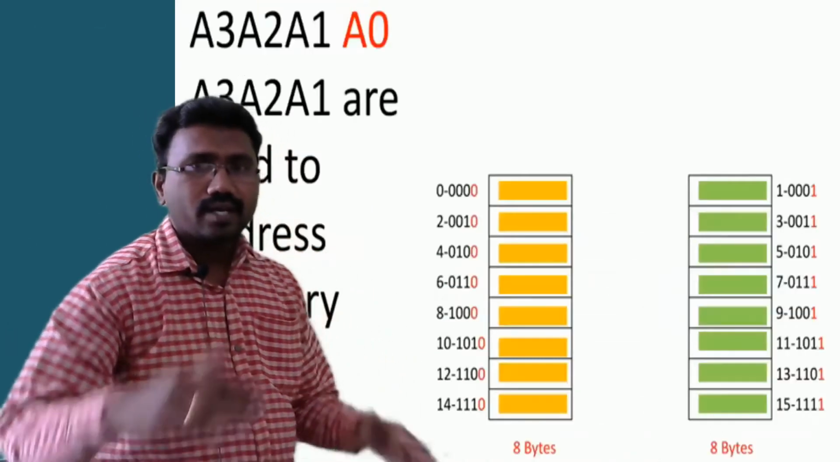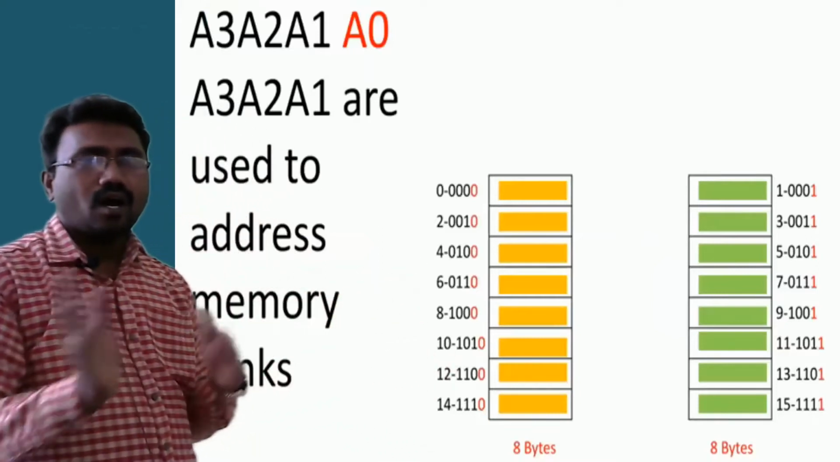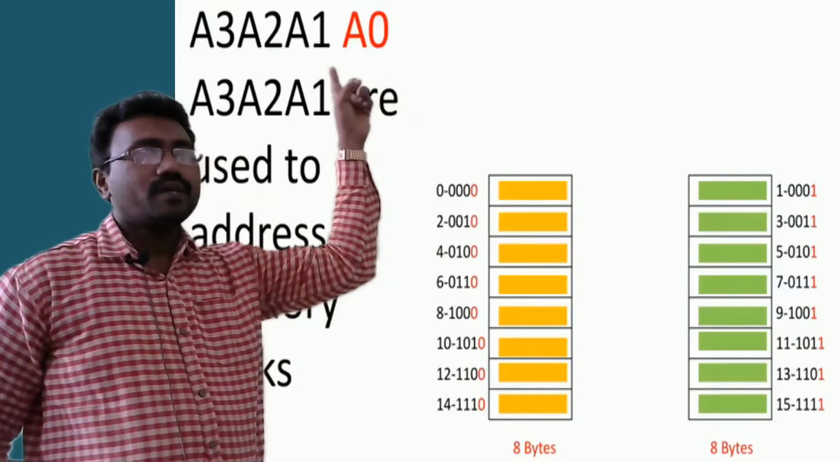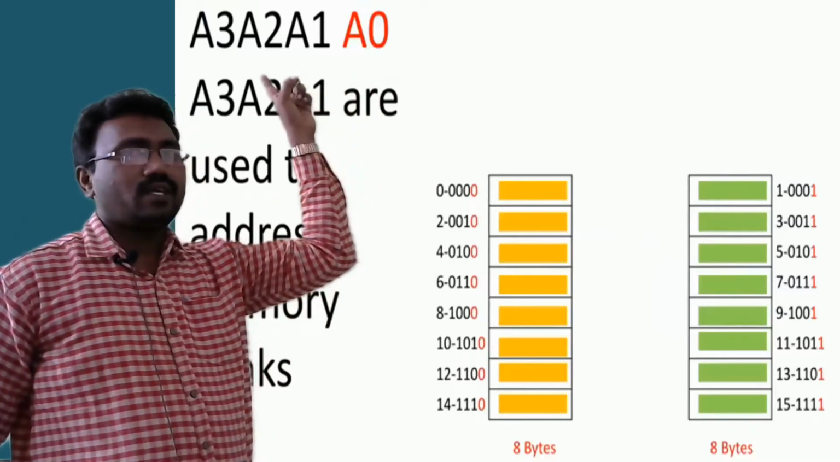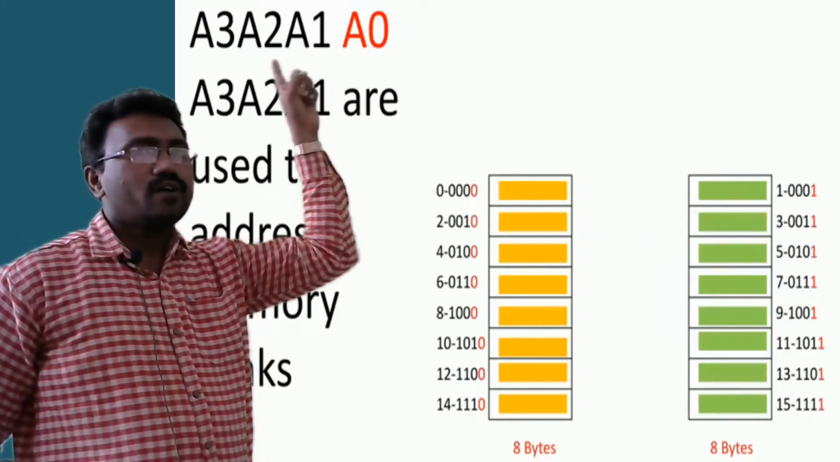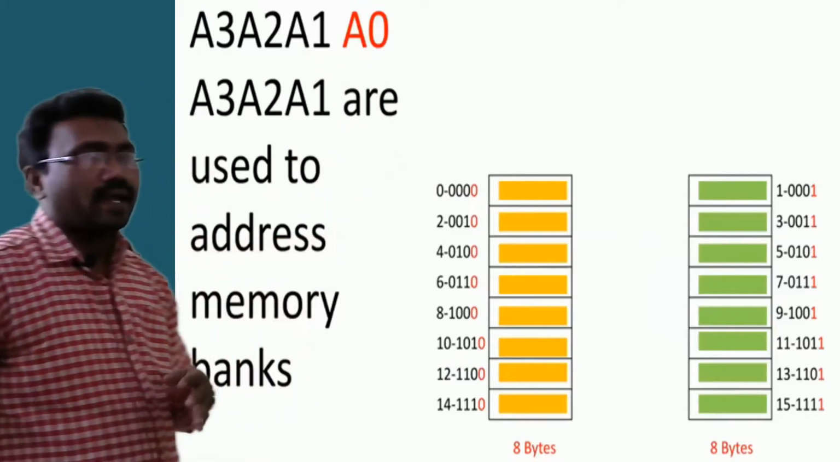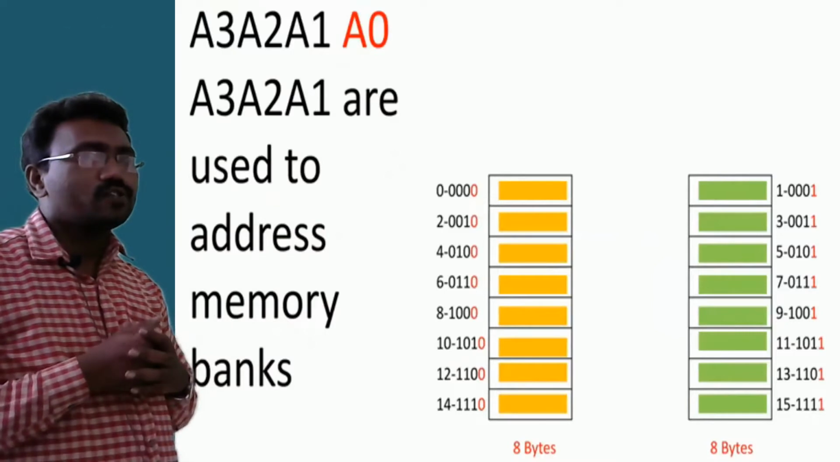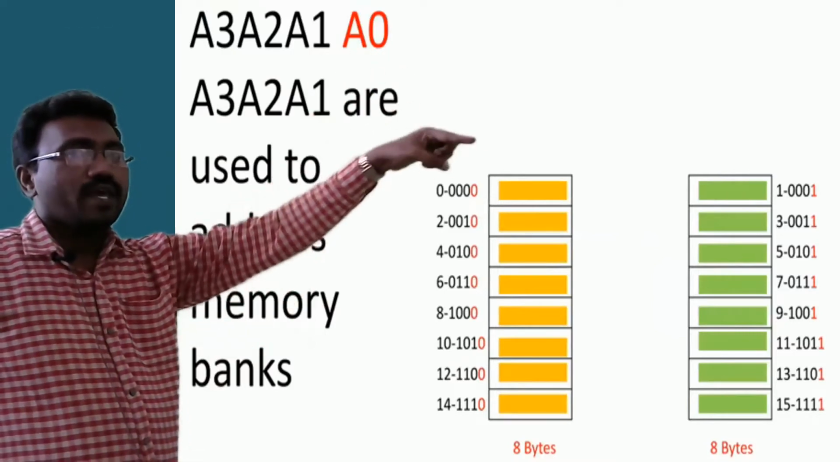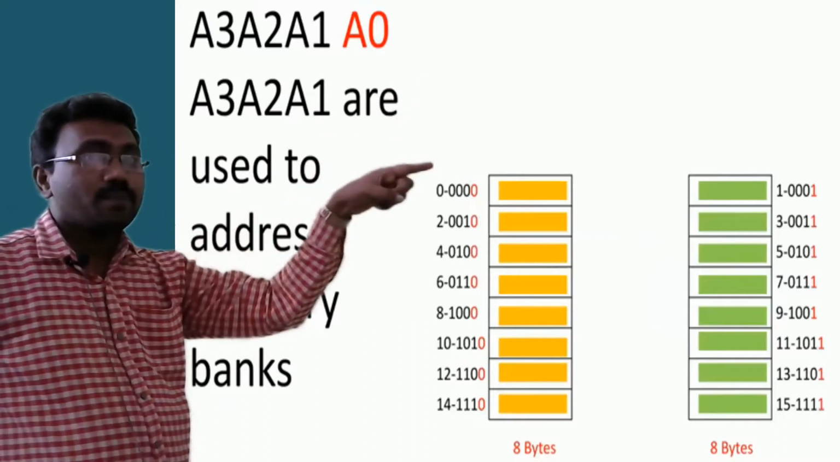So now data is copied to the even bank and odd bank. Here there are 4 address bits, A0, A1, A2, A3. Out of these 4 bits, only A1, A2, A3 are used to address the memory bank. What is A0? A0 is used to enable the banks. A0 is the chip selector.